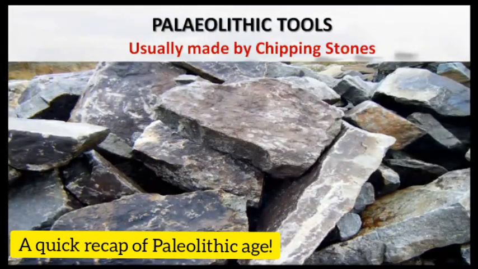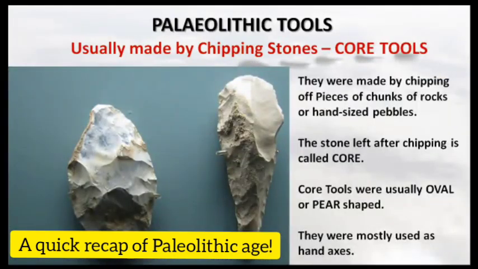Paleolithic tools were usually made by chipping stones. Stone tools were of two kinds. Core tools were made by chipping off pieces from chunks of rocks or hand-sized pebbles. The stone left after chipping is called core. Core tools were usually oval or pear-shaped. They were mostly used as hand axes for heavy work like cutting trees, digging the earth for roots and tubers, and breaking mounds. Some were used as cleavers for cutting large pieces of meat.